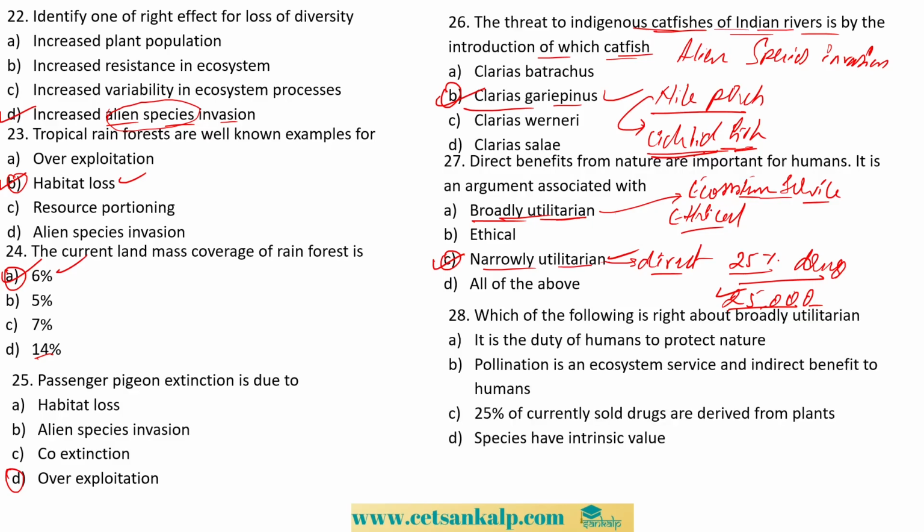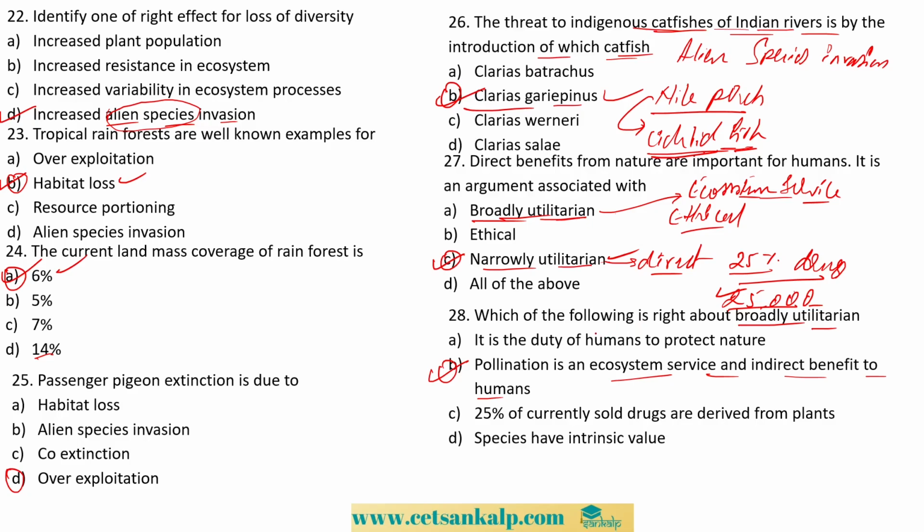So which of the following is right about the broadly utilitarian? A, it is the duty of the humans to protect the nature. B, pollination is an ecosystem service and an indirect benefit to humans. C, 25% of the current sold drugs are derived from the plants. D, species have intrinsic value. The answer is B. Pollination is an ecosystem service and indirect benefit to the human, as we said. This is actually the broadly utilitarian. That means we should also look at indirect benefits of conserving biodiversity. That is what they say in this broadly utilitarian.